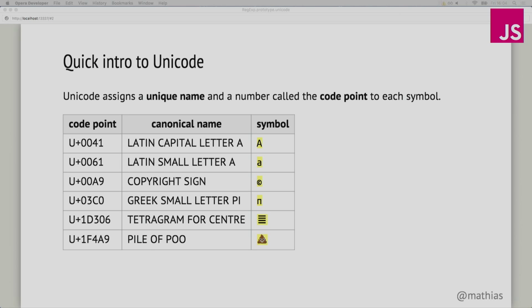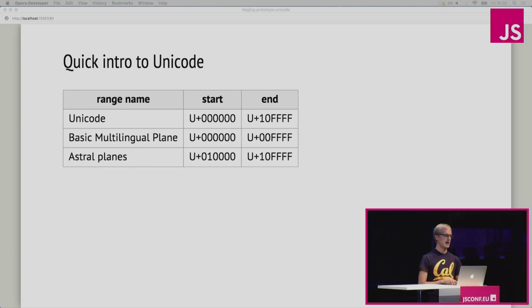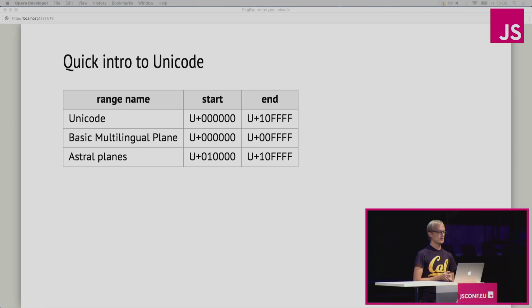Now, there's a bunch of code points in Unicode. For example, there's also the pile of poo and many other emoji. And really, the code points in Unicode span a very wide range. There's a lot of them. It goes all the way from 0 to 10FFFF. So that's a little over 1.1 million different code points. Now, to keep things a little bit organized, Unicode divides these code points up into 17 so-called planes.